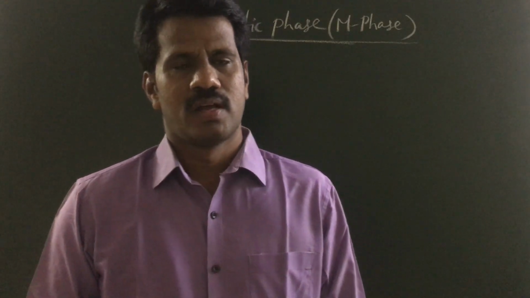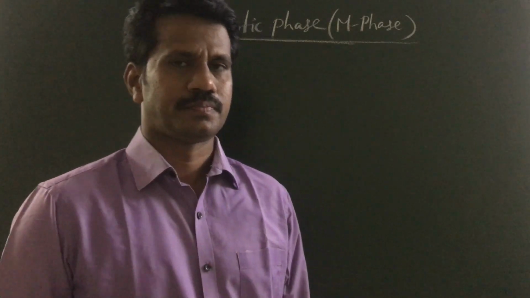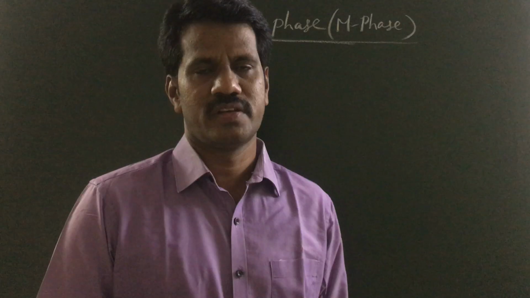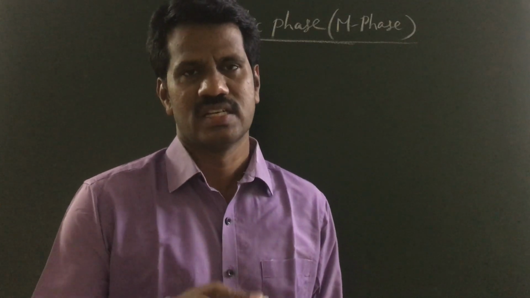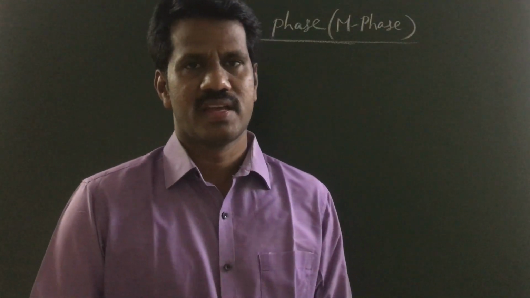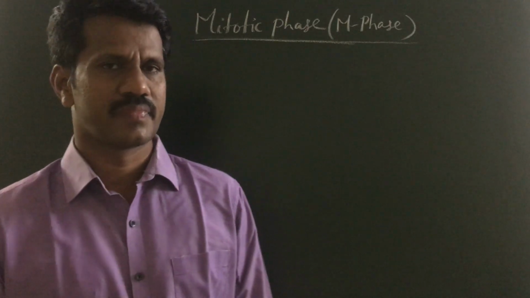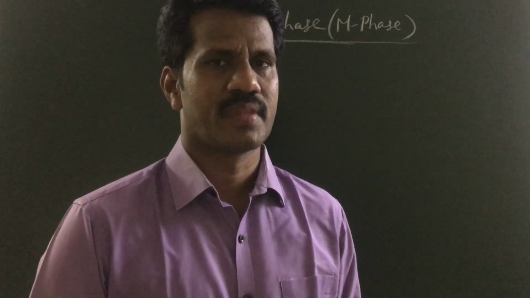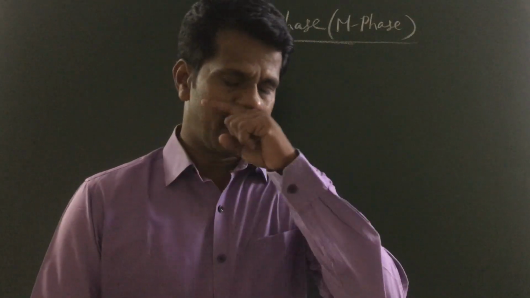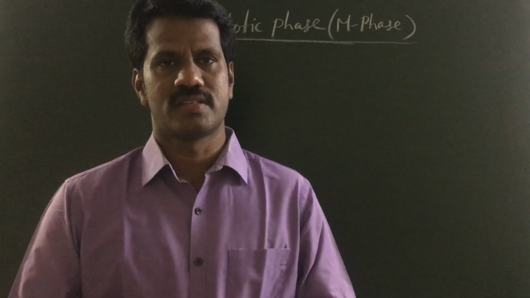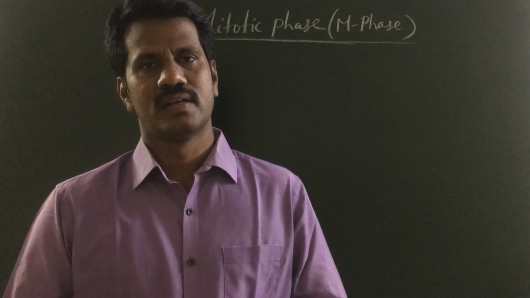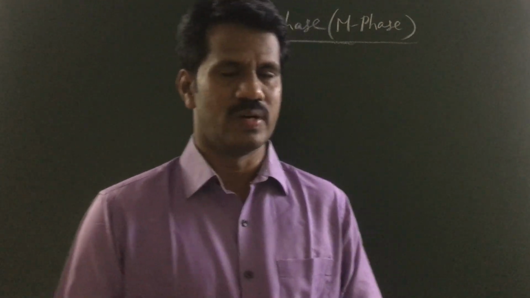So we have completed the interphase. In interphase we have studied the three phases, that is G1 phase, S phase and G2 phase. G0 phase also we have studied. So next, what happens here broadly? Replication, the genetic material is replicated in the interphase. Then that genetic material, whatever is duplicated, here in M phase karyokinesis will take place.